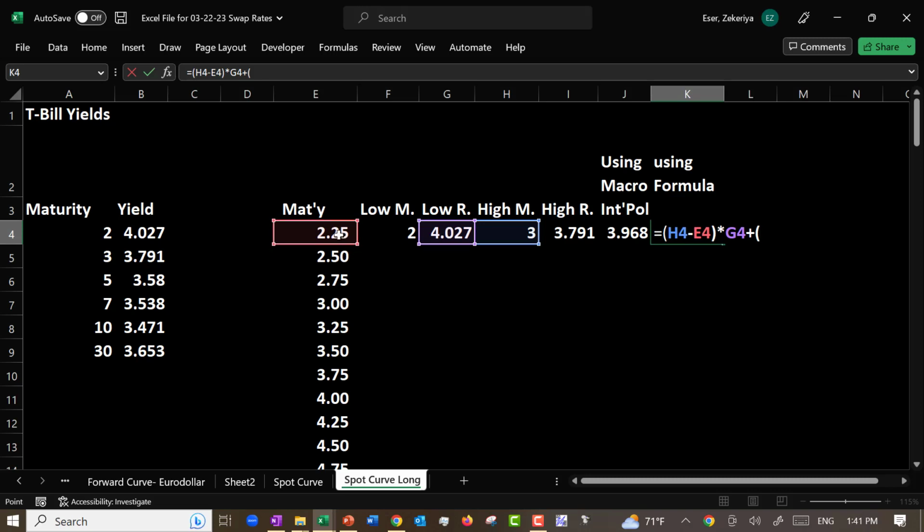Maturity minus low maturity, times the rate for the high, and everything divided by the length of the interval.